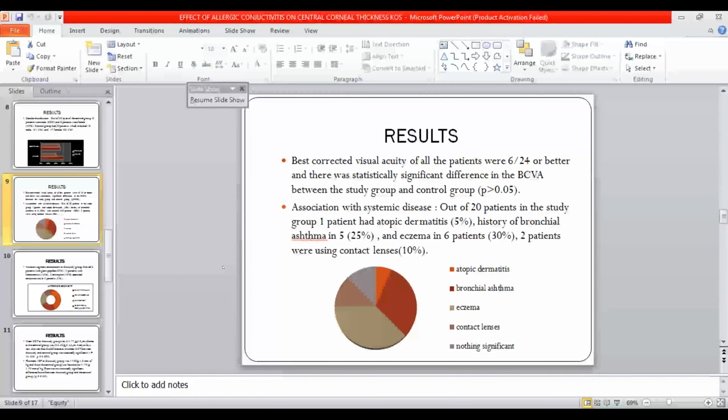Association with systemic diseases showed that out of 20 patients in the study, one patient had atopic dermatitis. There was history of bronchial asthma in 5, eczema in 6 patients, and 2 patients were using contact lenses.